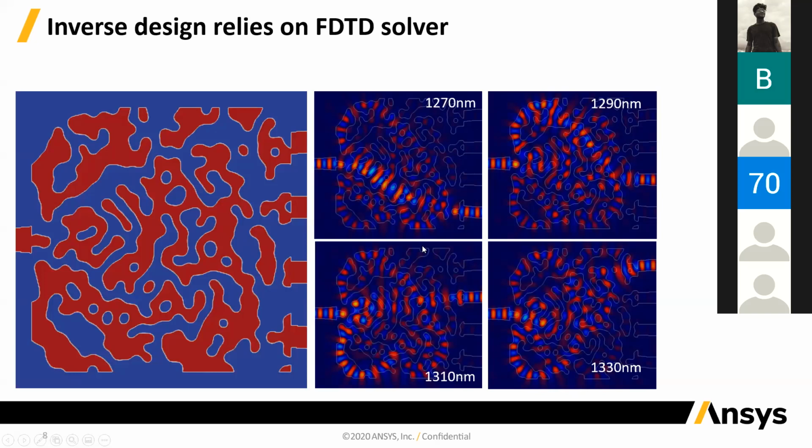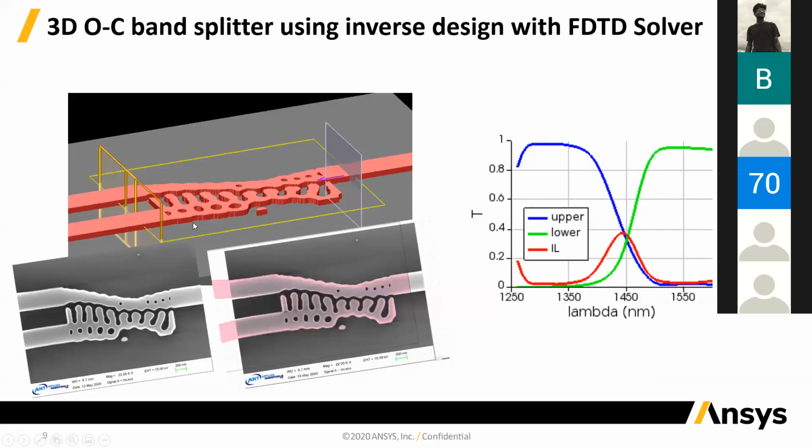So here's another example of inverse design. Again, a very interesting looking device. And then you can see that this is also a splitter where light comes in and then it gets split into two different arms depending on the wavelength.